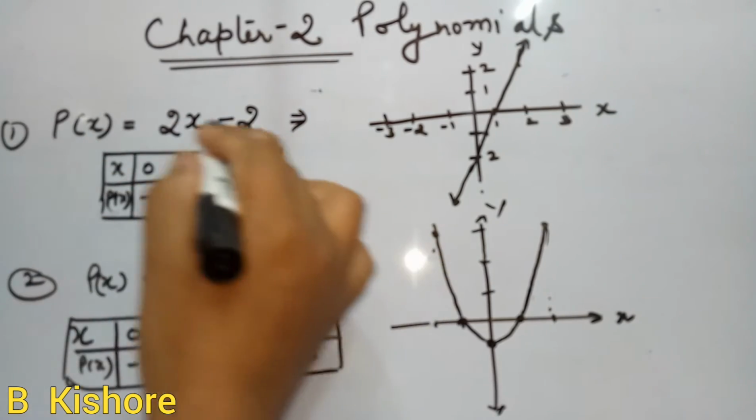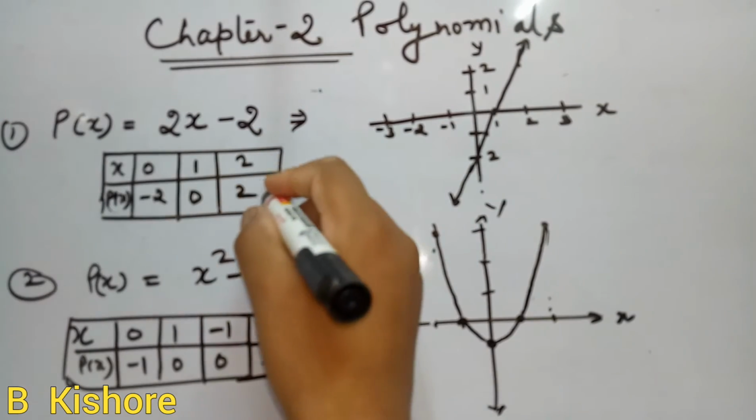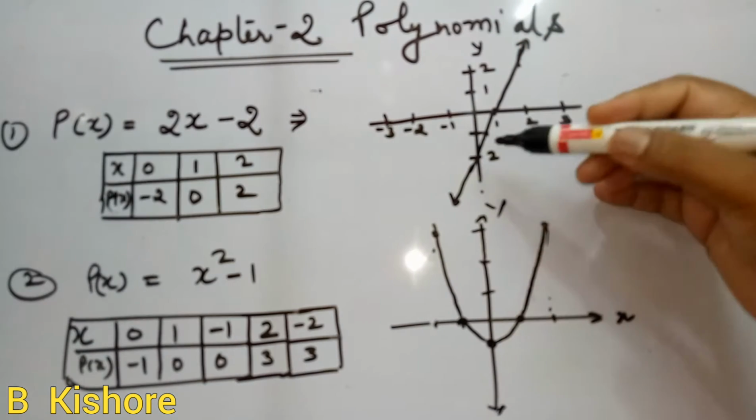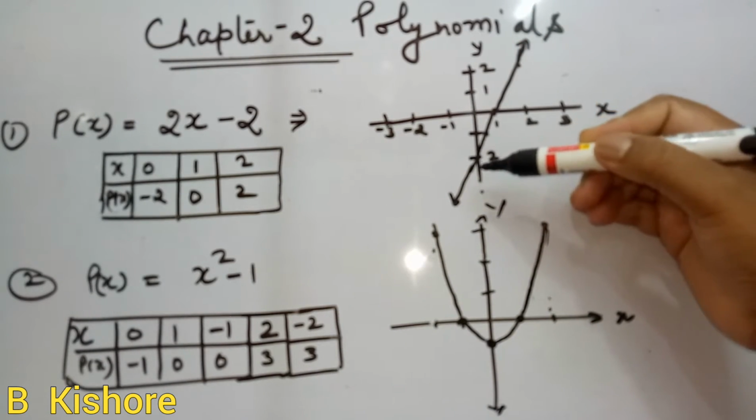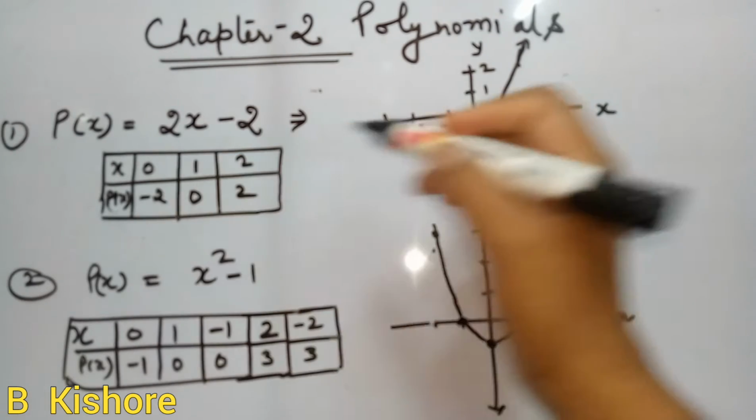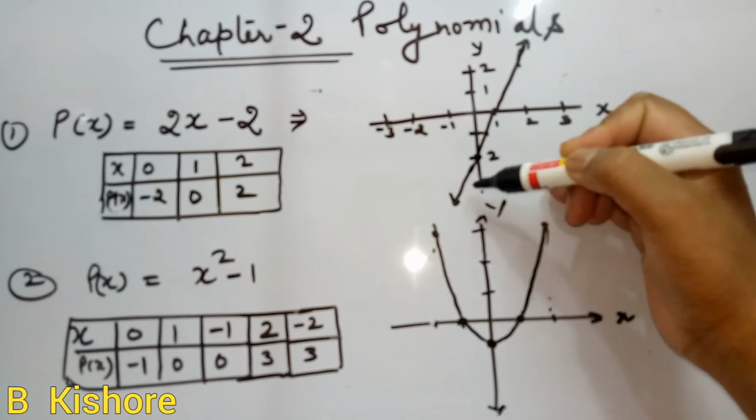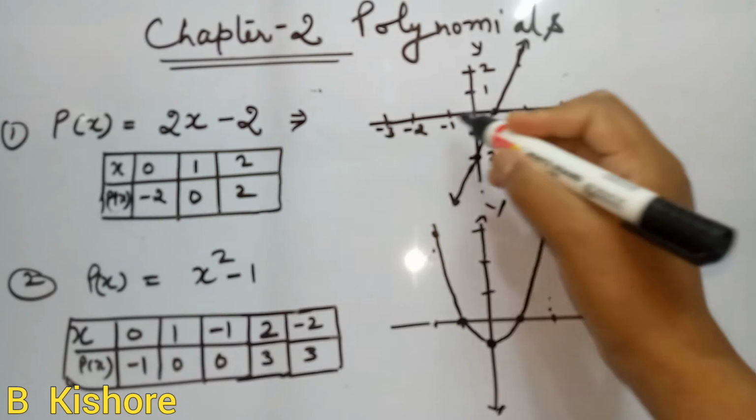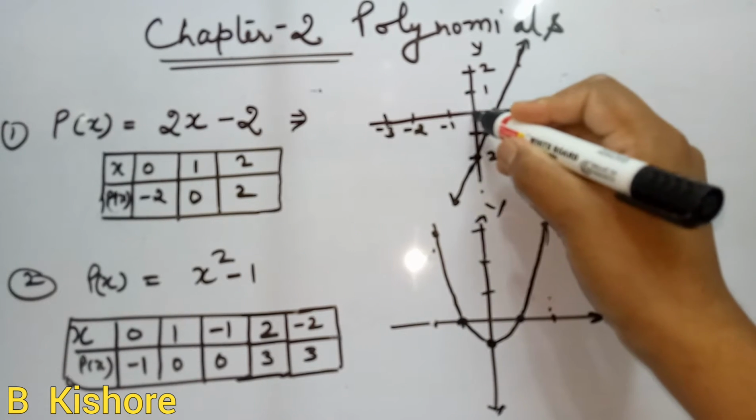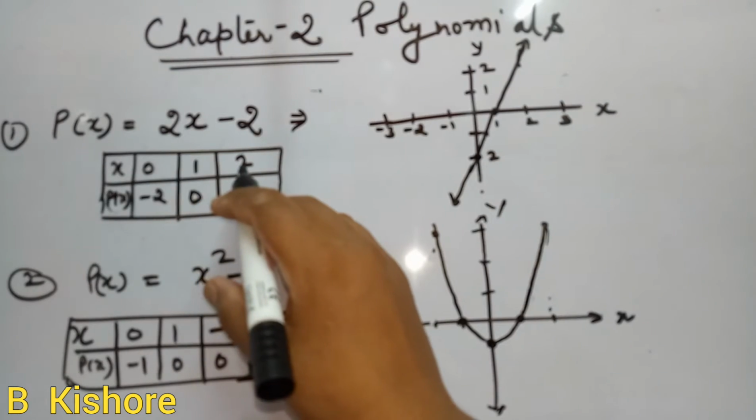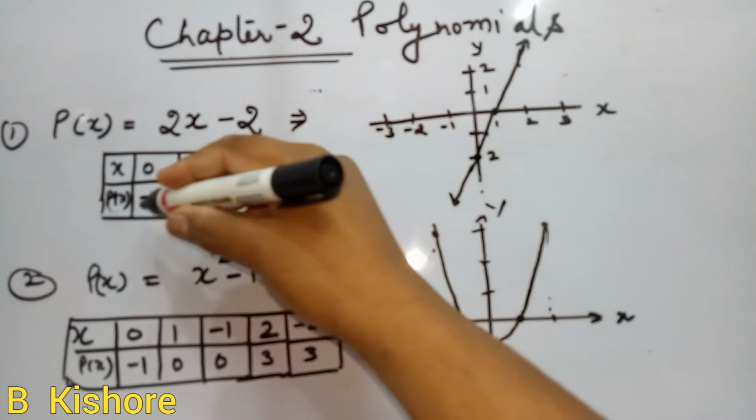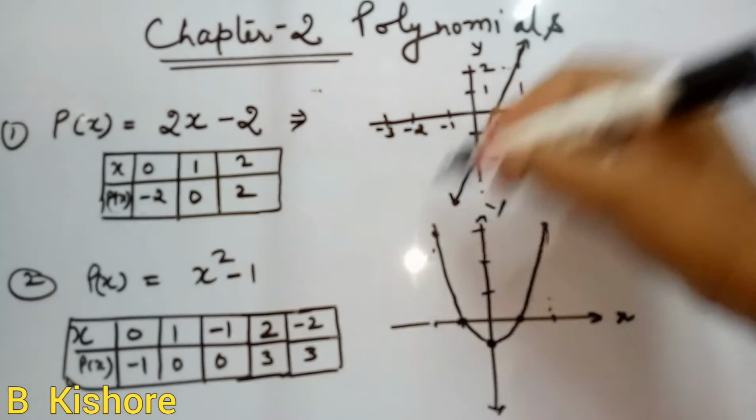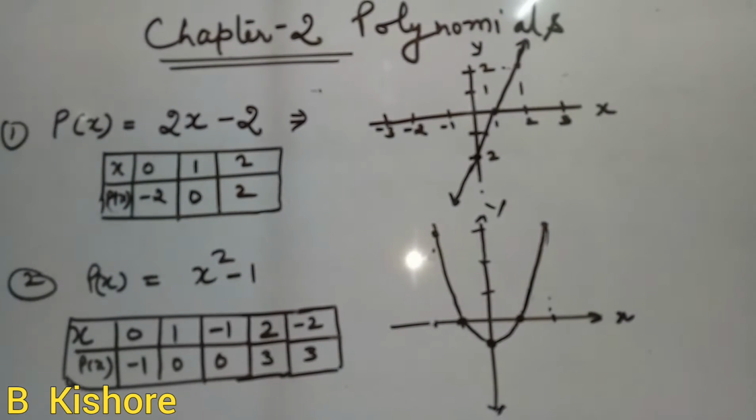So this we have already learned in class 9. Now if we form this table, then we can draw the graph. This is the x-axis, y-axis. When I take x equal to 0, I get y equal to minus 2. Then when I take x equal to 1, p(x) is 0, that is y is 0. So here y is 0, so this is the point. When I take x equal to 2, y, that is p(x), is also 2, so this is the point. Now in this case I am getting a linear graph because this is a linear polynomial.